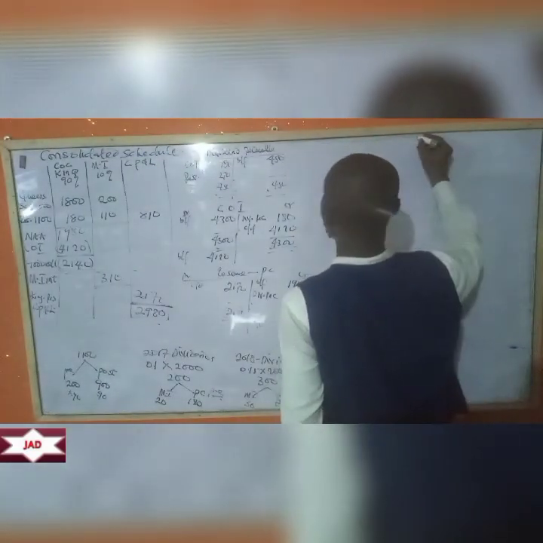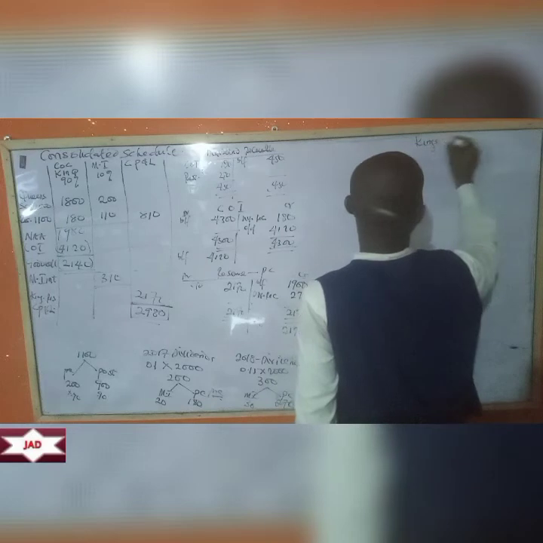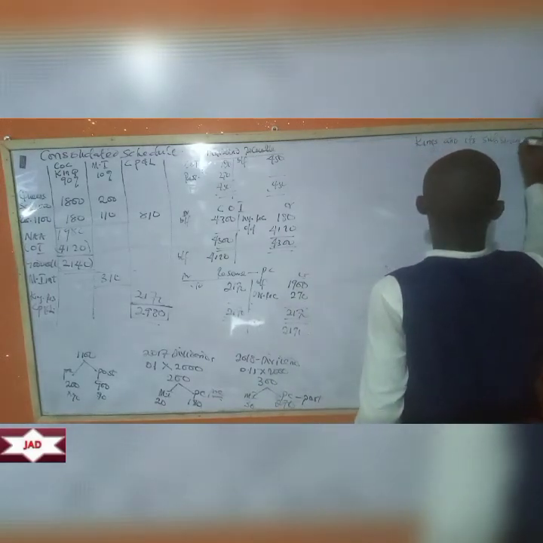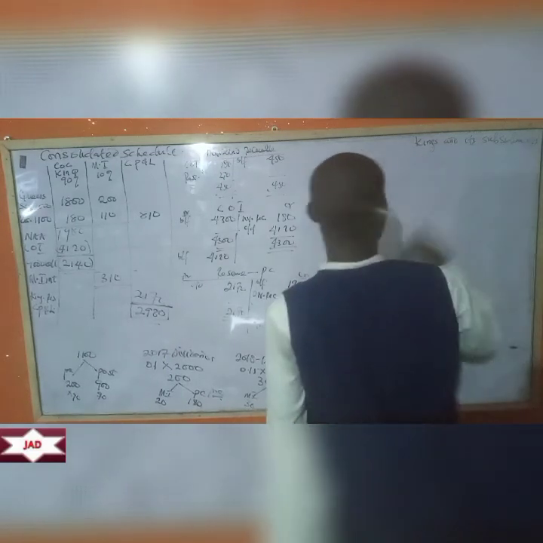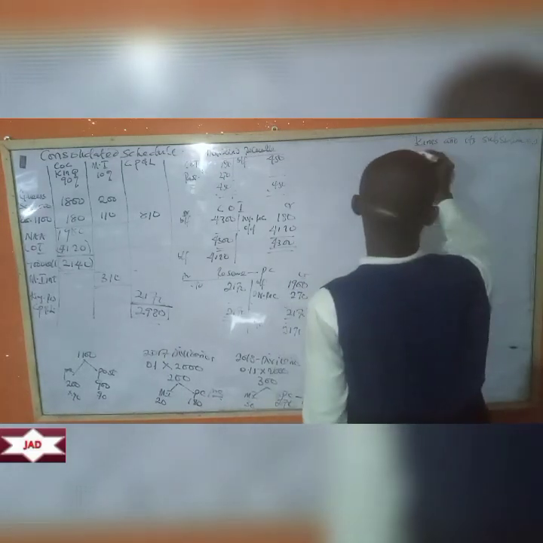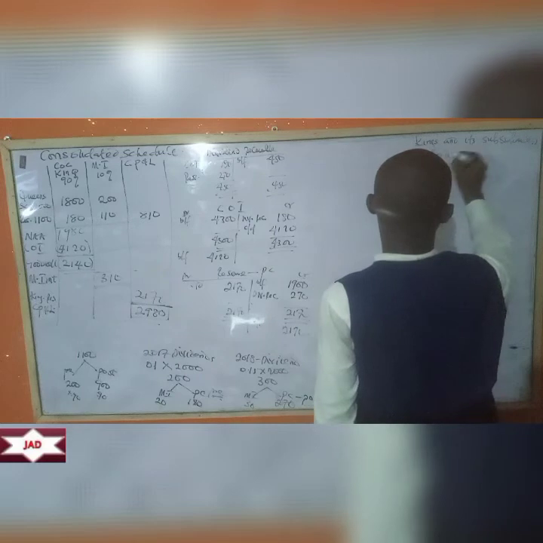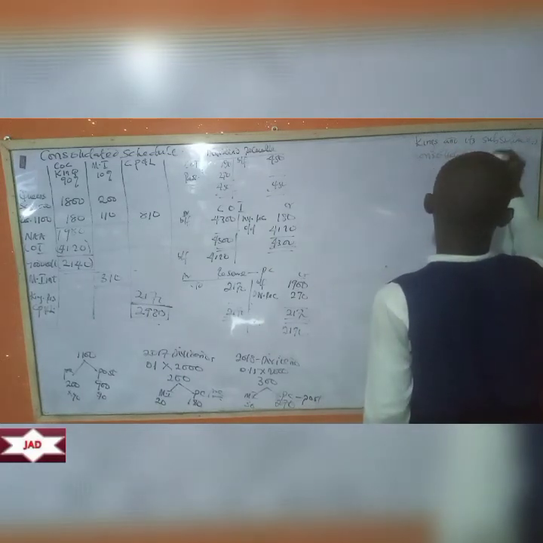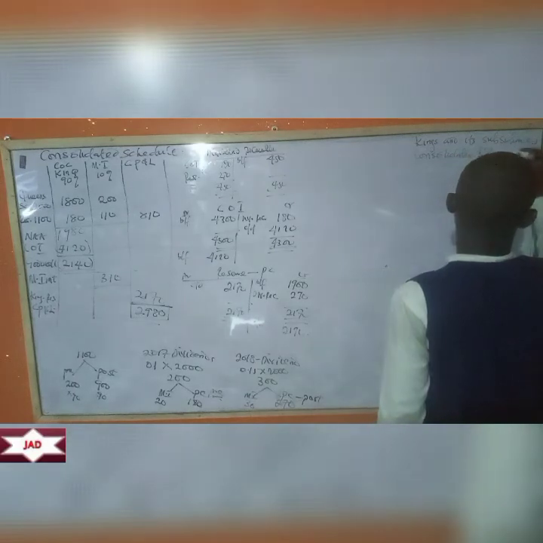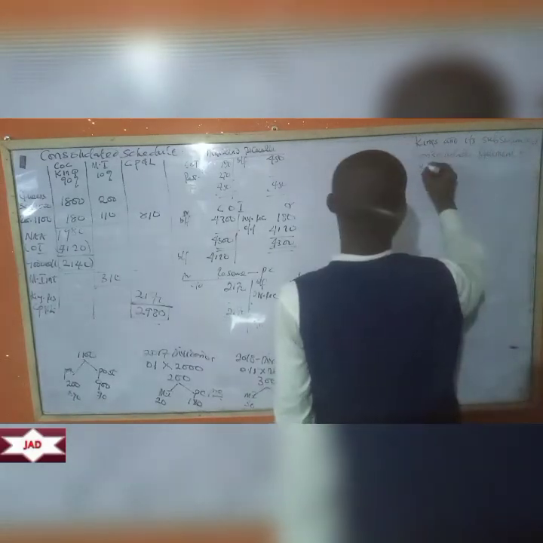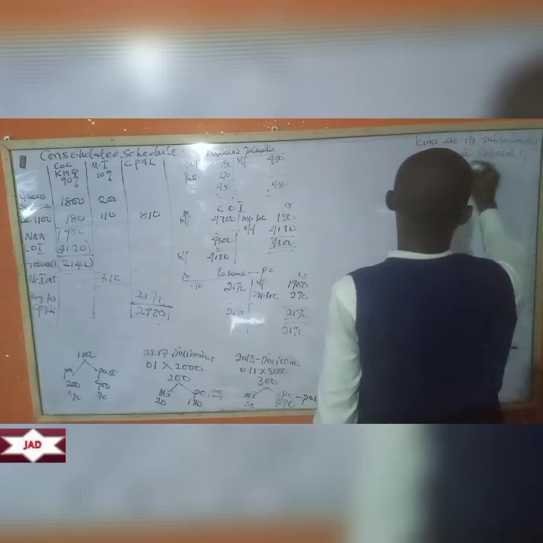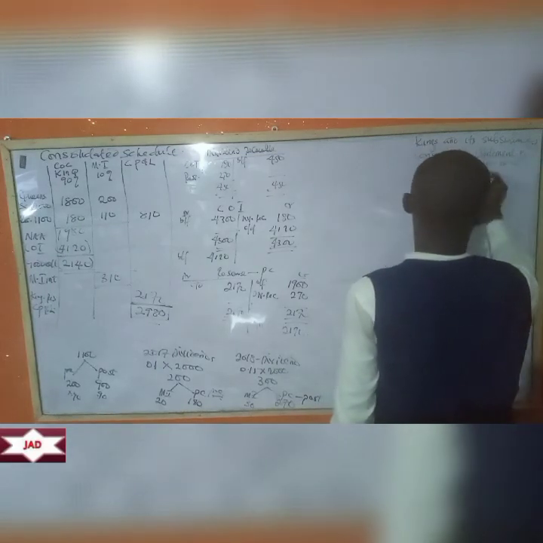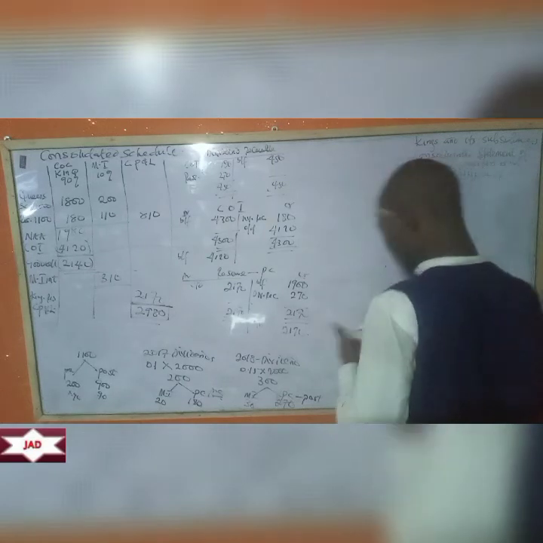So we say, Kings and its subsidiaries. Okay? So it's a consolidated statement of financial position as at 31st December 2019.